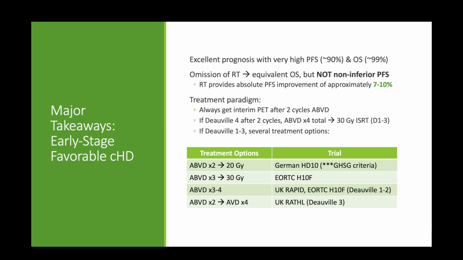It was just the progression-free survival that was worse. And then another trial that we will talk about when we get to our advanced stage section is UK RATHL. There is an option to do ABVD times 2 and then actually drop the bleomycin and do 4 more cycles of AVD alone. So there is some data for that, which we'll talk about down the road. But just remember, ABVD times 2, assess the PET response. If they have a poor response, they need more chemo and 30 gray radiation. But if they have a good response, then we have many different options based on the trials that we talked about.